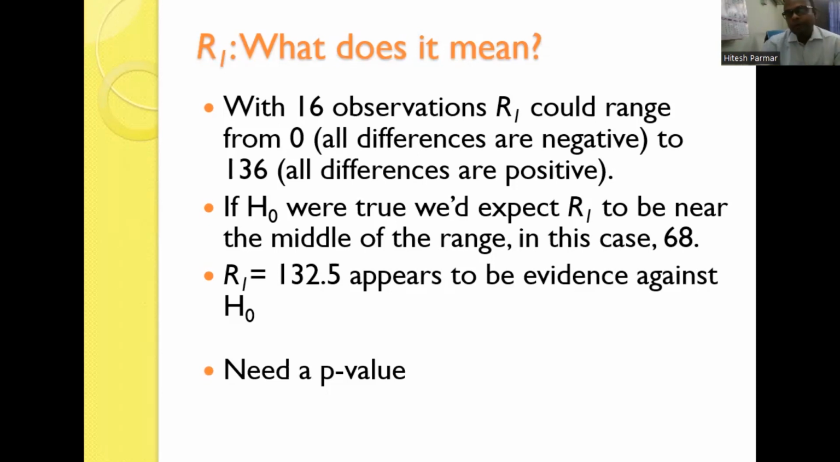But we require a p-value. So like this, the test is working and definitely the null will be rejected for this kind of observations, and it can be concluded that the difference is significant. Right? But we require a p-value to declare this.